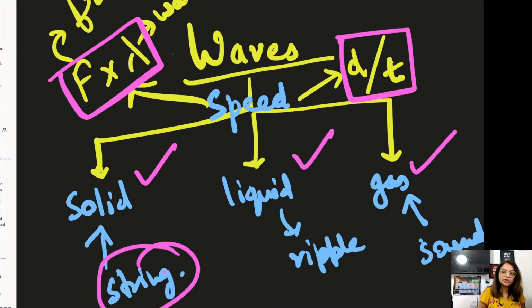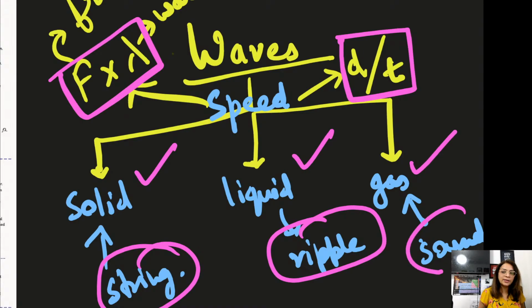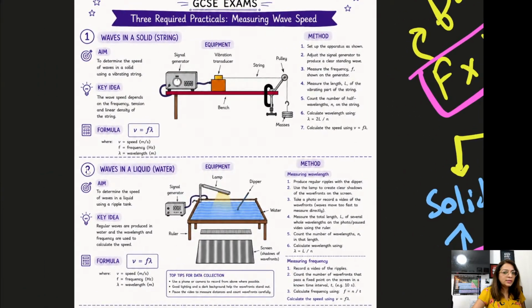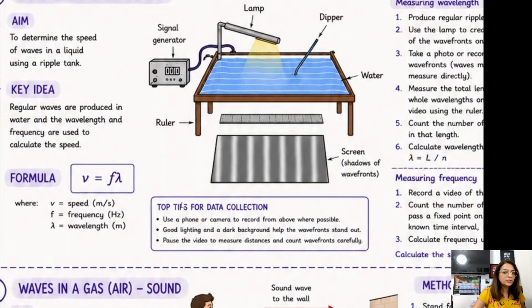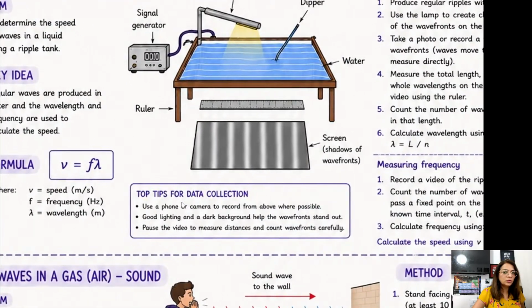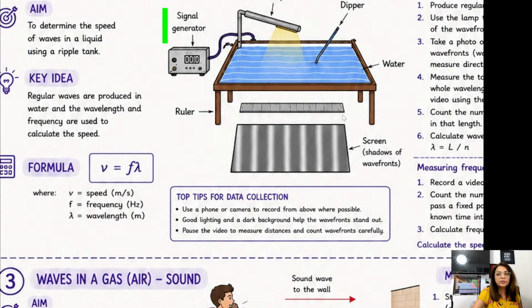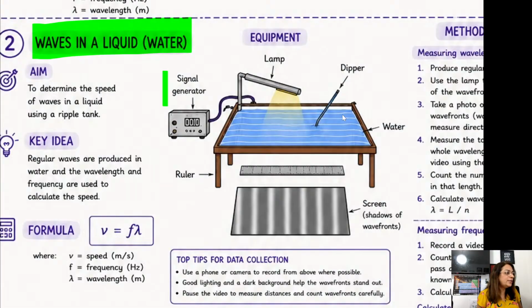So you need a string, a ripple tank, and a sound wave. Here we go. This is your first one, the ripple tank practical. Tell me, how do you do this? If there is anything you know, please tell me what you know about this practical. Come on, ripple tank. Anything.